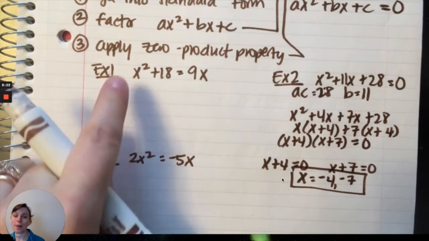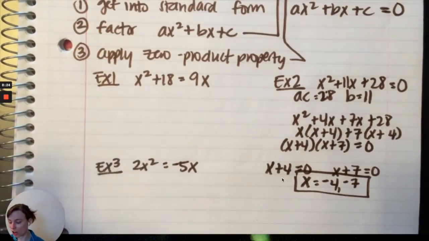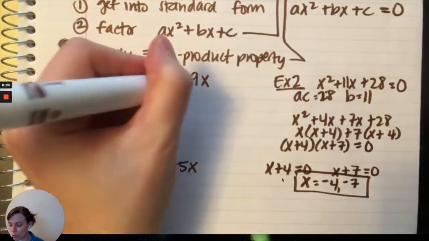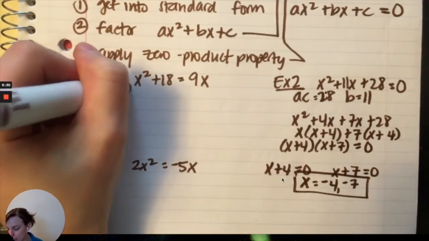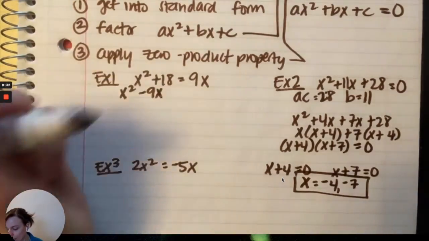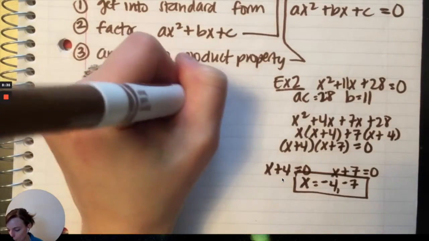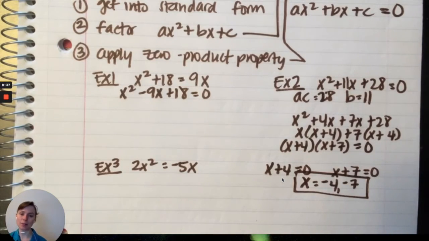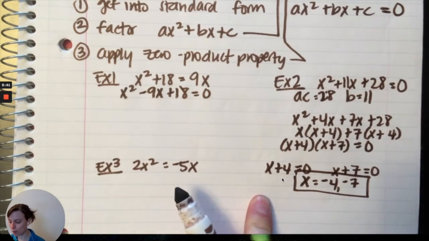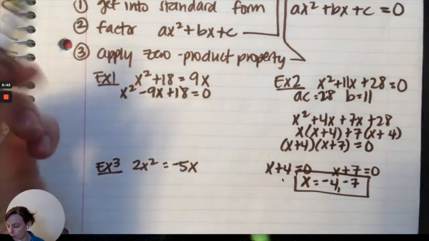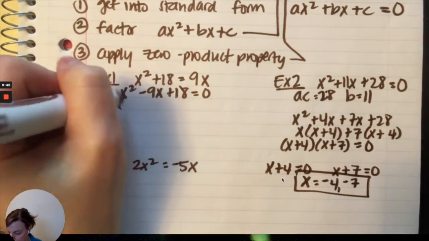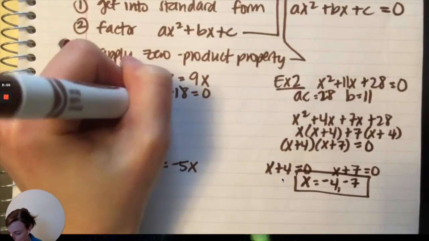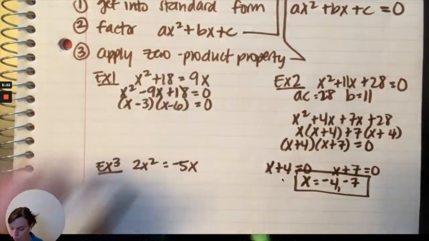Example 1, I need to make sure this is step 1 already done. So I'm going to eliminate the 9x on the right hand side, which means it's going to become a negative 9x on my left hand side equals 0. So I eliminated that 9x by subtracting it from both sides. I've factored by grouping over here. I'm going to factor by logic over here. So I need to multiply to 18 and add to make a negative 9. So this is going to be x minus 3, x minus 6 equals 0.